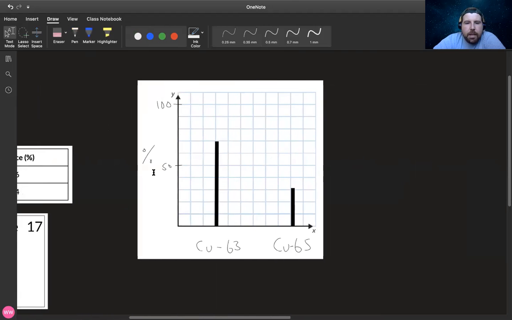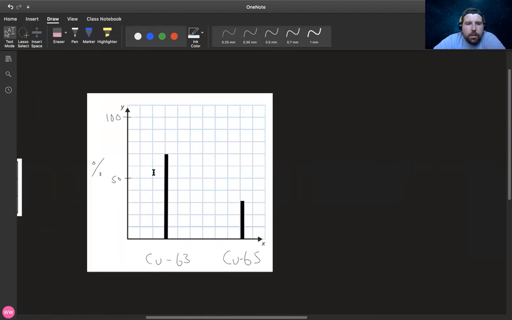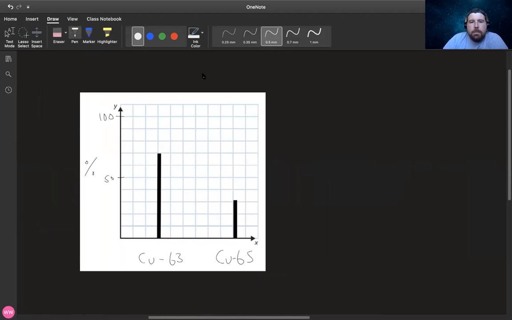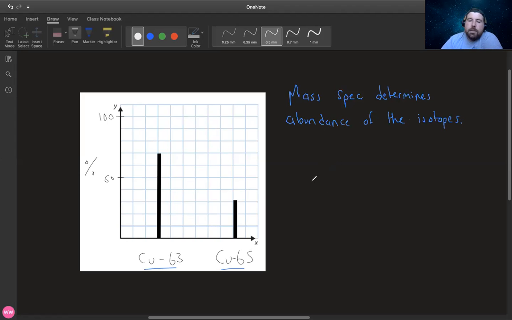Mass spectroscopy provides us these quite lovely graphs. Mass spec determines the abundance of the naturally occurring isotopes. If I put a sample of copper into a mass spec, I get this graph here, and there are two naturally occurring isotopes for copper, copper 63 and copper 65.